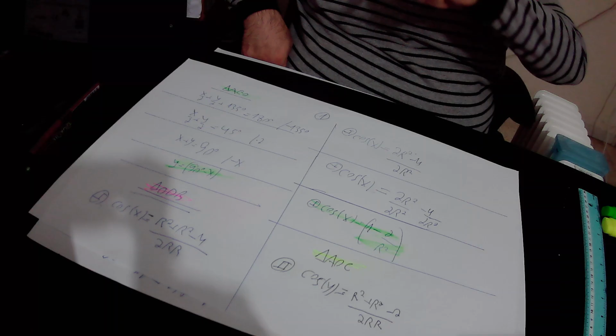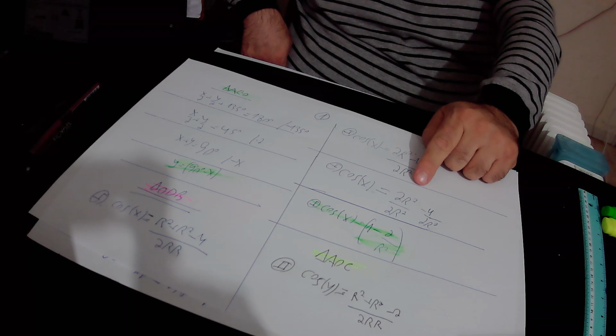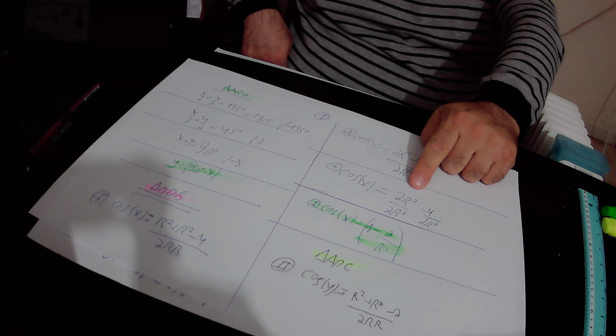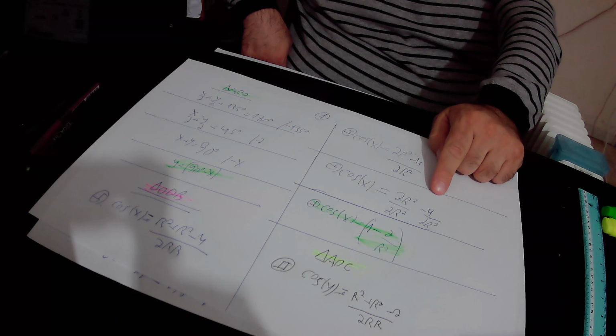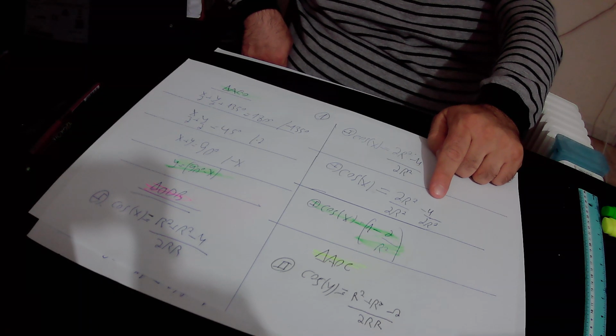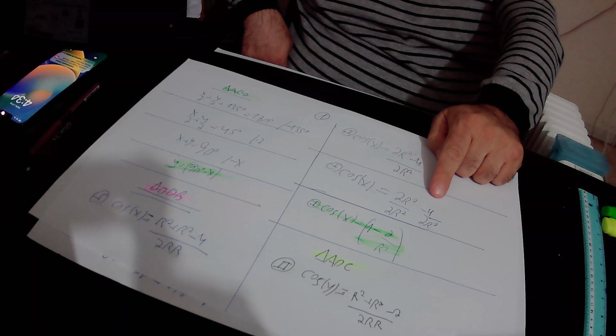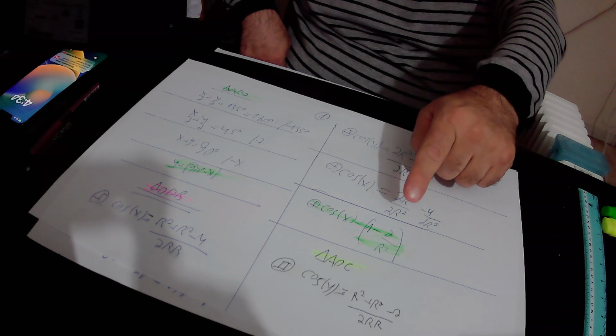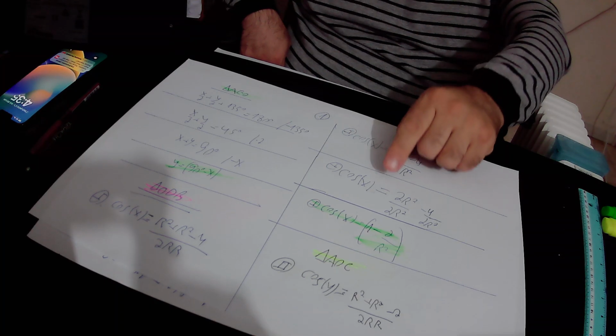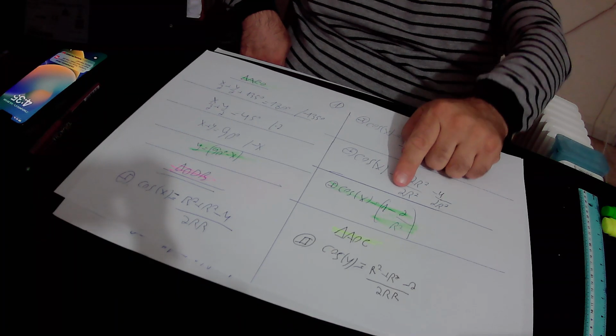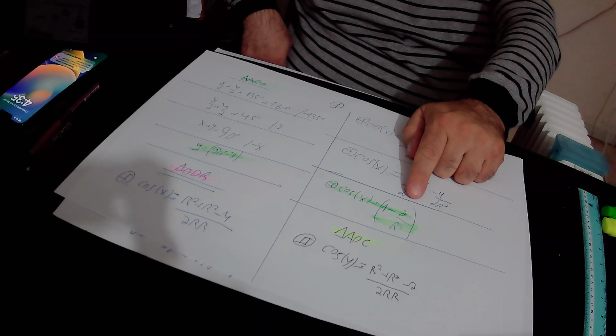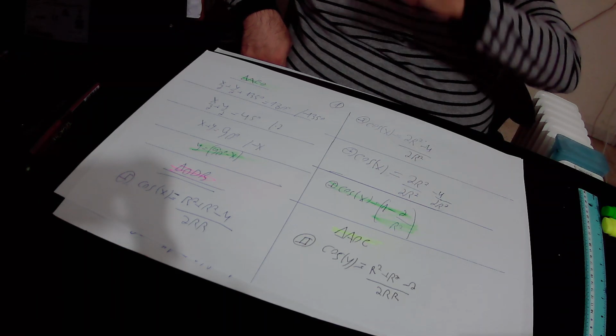So we found out that cosine x equals 2r squared over 2r squared, which is 1, and minus 4 over 2 is minus 2, so in the numerator we have minus 2. In the denominator we are left with only r squared. So according to equation number 1, we found out that cosine x equals 1 minus 2 over r squared.